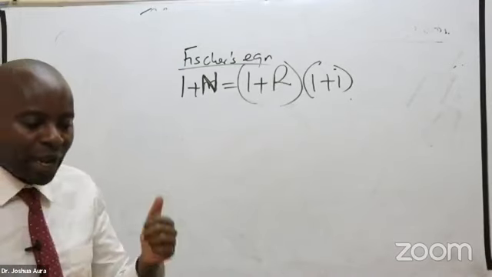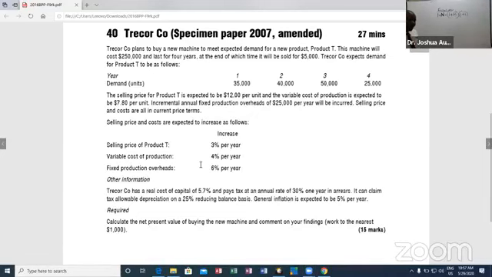Now, ladies and gentlemen, let's go back to the question. They are telling us that Tracker Company has a real cost of capital of 5.7% and pays tax at an annual rate of 30%, 1 year in arrears. It can claim tax allowable depreciation of 25% on a reducing balance basis. So they're telling us, ladies and gentlemen, that the depreciation of the asset will be analyzed using the reducing balance method.